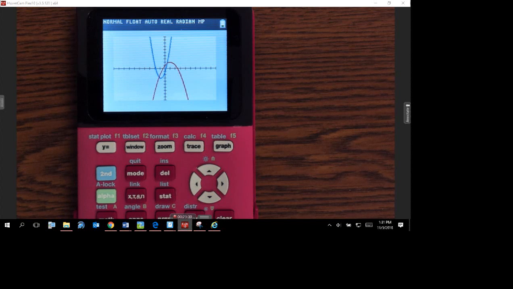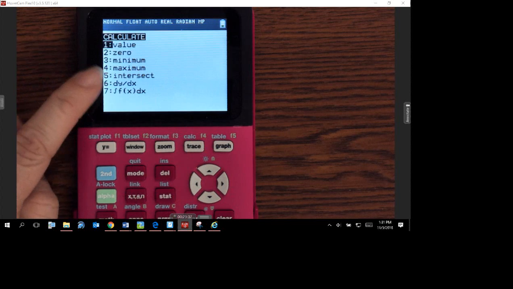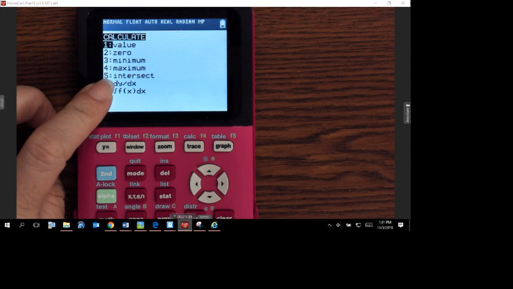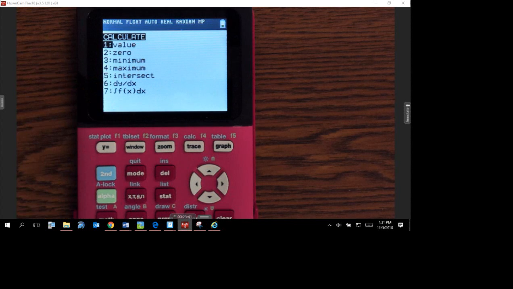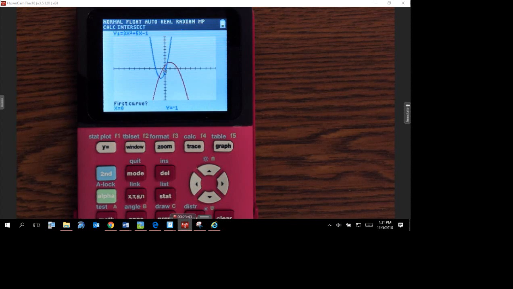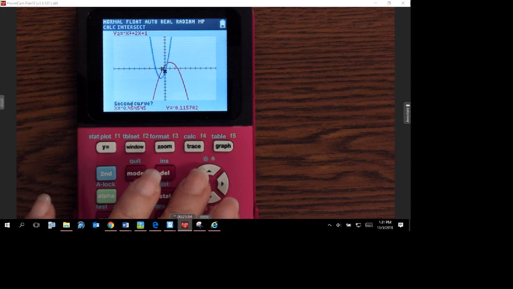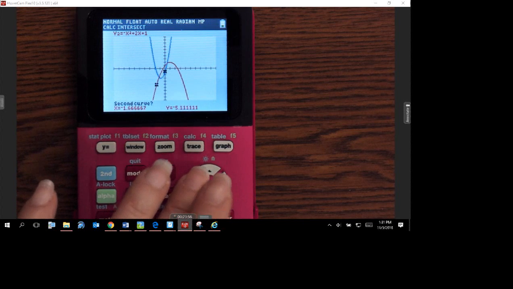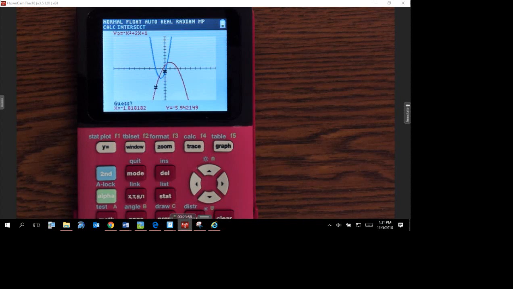All right. So once you get this, now we're going to go to second trace, intersect, number 5. Second trace, intersect, and it says first curve. Am I on the first one? I should be. There's only 2. Enter. Now am I on the second one? If you're not sure, you could use your left and right arrows to make sure that you are on, indeed, the other graph, which I am.